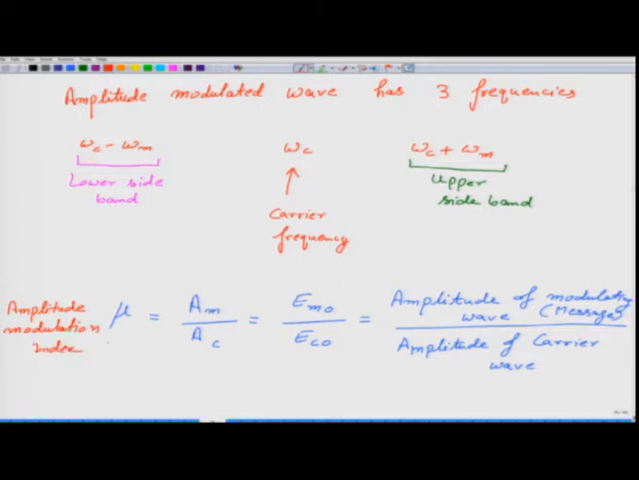And we were discussing what is the role that amplitude modulation index plays in an amplitude modulated wave. So, now let us focus on mu. So, we know that mu is equal to E m naught divided by E c naught. This is the amplitude of the modulating wave divided by the amplitude of the carrier wave.